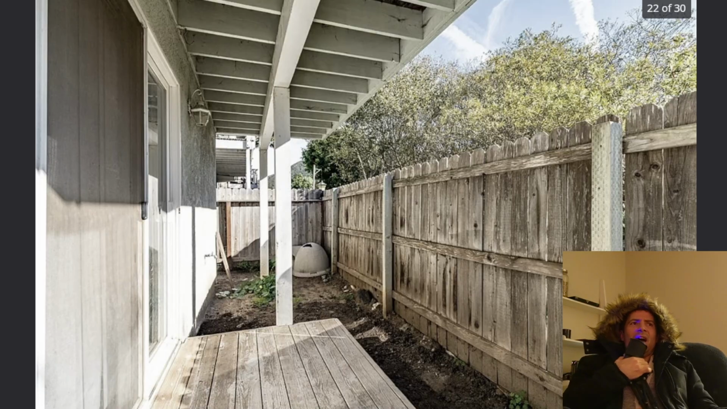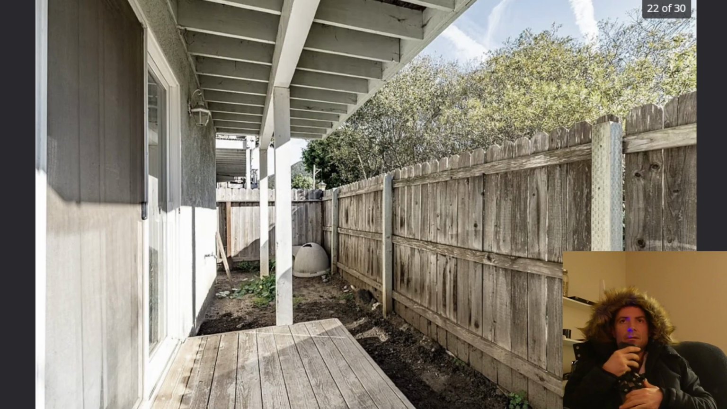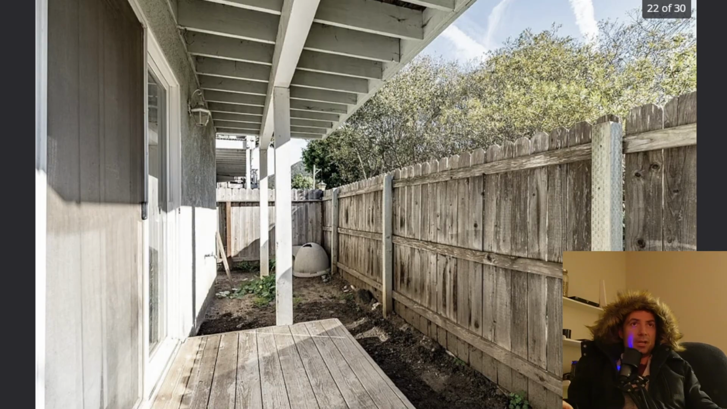Backyard leaves a lot to be desired, but we're really close. Not we, they, close to the ocean here. So what do you want? This looks like it gets no sunlight. And what is this overhang? You never see a roof overhang this much. Only here, right where you really don't want it.